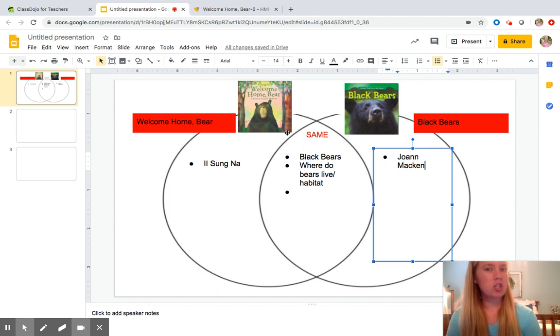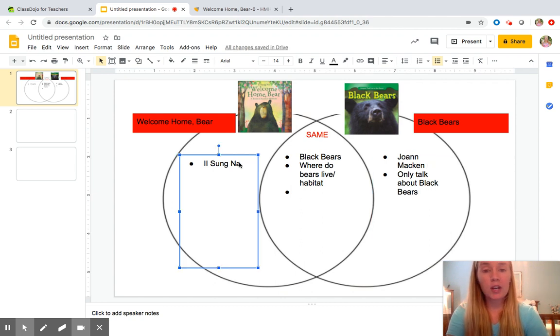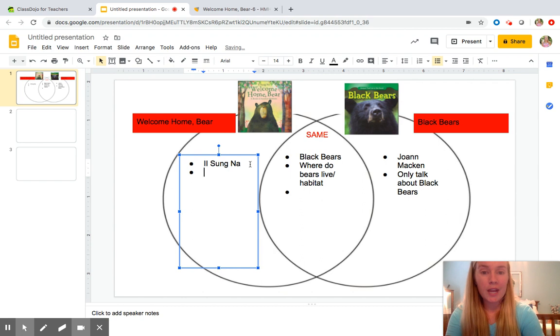How many animals did you see in Welcome Home Bear? And what kind of animals did you see in the story Black Bears? Right, the story Black Bears, it only talks about what type of animal? Black bears. So it only talks about black bears. But this story over here, it has a lot of different animals, right? It's not just black bears. That bear, he goes to different habitats and says, will this habitat work for me? Can I fit in with the birds? Can I fit in with the polar bears? So this one has lots of different animals.